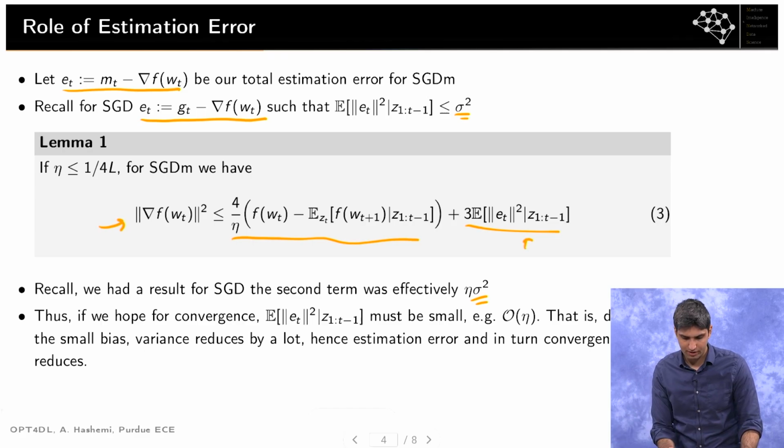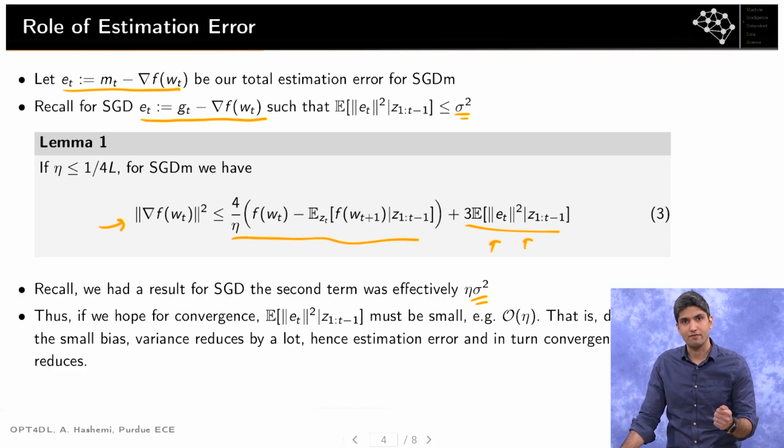So let's look at this as some sort of error. Previously, the error was eta times sigma square, where sigma square was some constant. However, I had control over the effect of the variance on my convergence, and that was through eta, my learning rate. I would set the learning rate to be small, such that I would mitigate the detrimental impact of variance on my convergence. In this case, however, there is no control. There is no eta here.